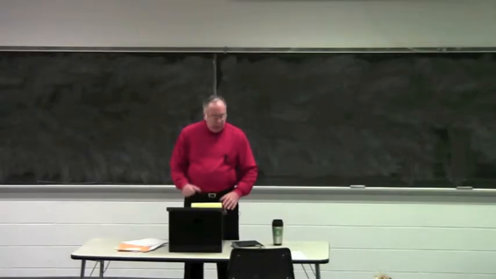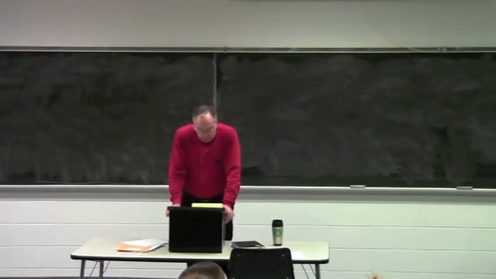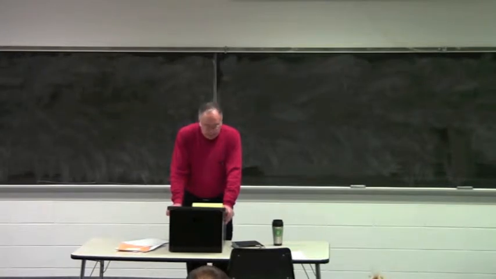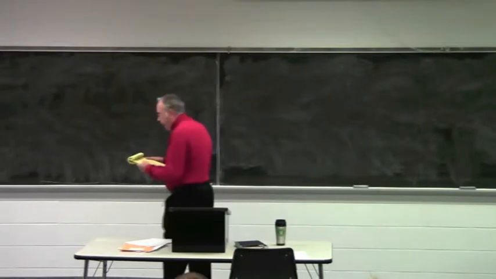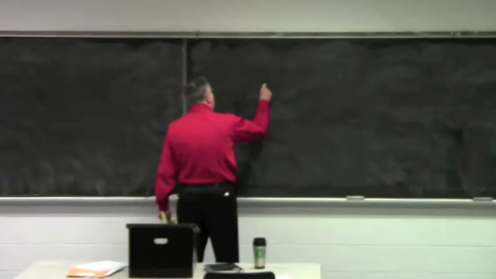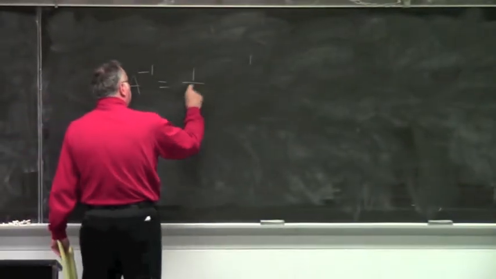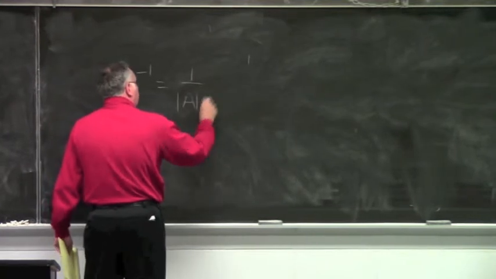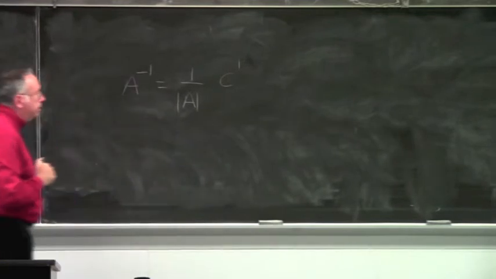The formula, and I'm not going to go through the derivation. There's a nice derivation in the book. It's rather lengthy. So I'm just going to give you the formula for calculating A inverse. And the formula is this. A inverse is equal to 1 over the determinant of A times C transpose.